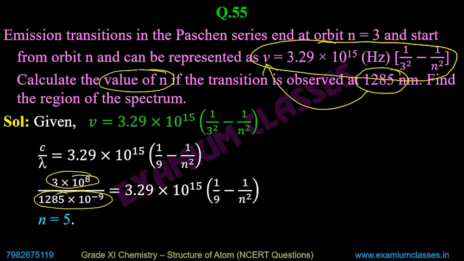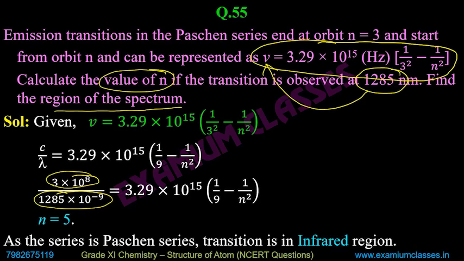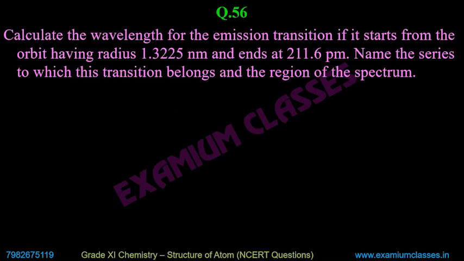After that, it is asked, find the region of the spectrum. For that, you don't need to calculate anything because it is Paschen series. Paschen series has to be in infrared region. We will write it will be in infrared region. Next question. Calculate the wavelength for the emission transition if it starts from the orbit having radius this much and ends at radius this much.